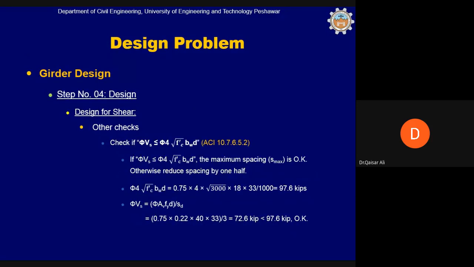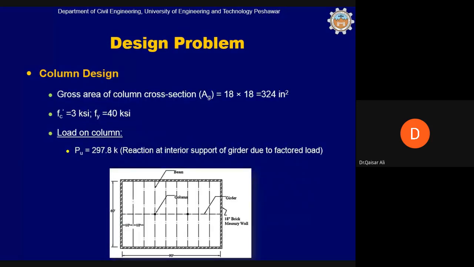These are the checks. Next is the design of the column. These 2 columns are identical, so we can design only one of them with this 297.8, which is the reaction at the interior support of the girder. This is coming from the girder.